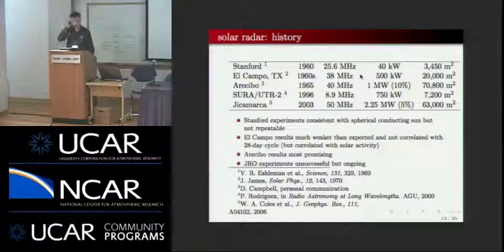And this isn't a new idea. It's certainly not our idea. This idea has been around for a long time, going back to 1960, and it's been attempted. The solar radar concept has been attempted on five different occasions, giving rise to results of varying degrees of success and credibility. And so we're going to hear about some of these results today.